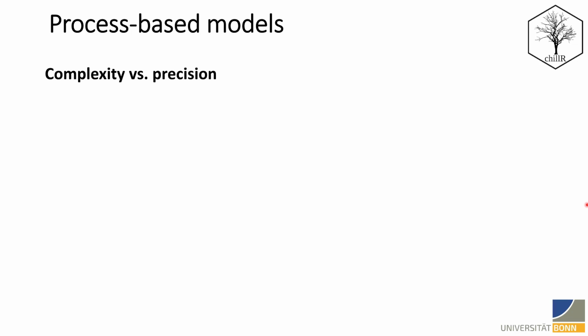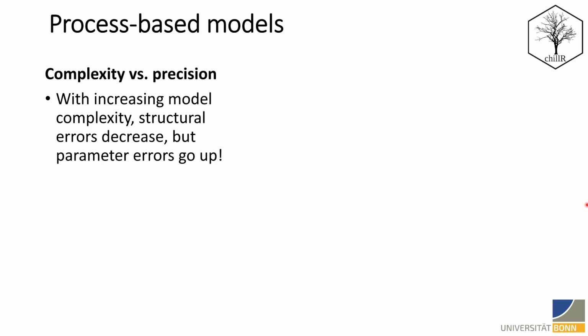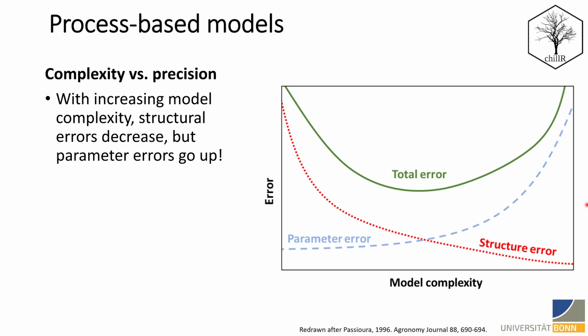There's also a trade-off between complexity and precision, because with increasing model complexity, the so-called structural errors decrease, but the parameter errors go up. This has been very nicely illustrated here by Pasiura a long time ago. What's shown here is the increasing model complexity on the x-axis and the errors that we can introduce into our model. And what's shown in red here is the structure error. That basically is the error that results from our model missing important components.